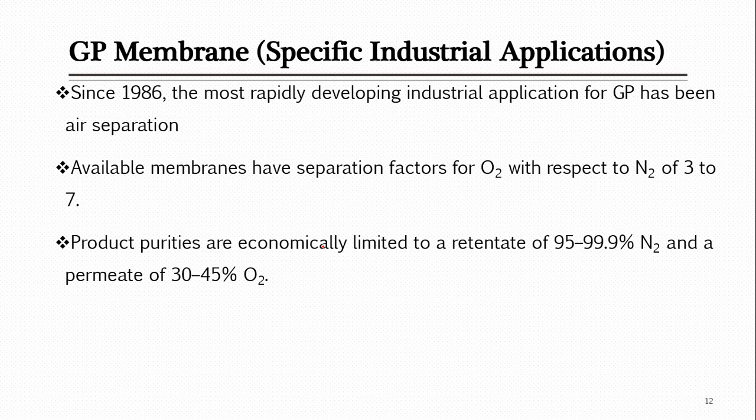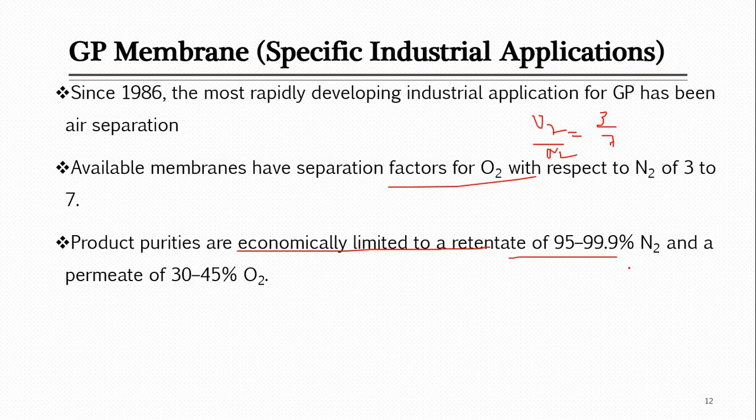Then there is product purities. For example, if you use membranes on commercial scale and you look at this, you can see here, by the way, what does this separation factor mean? Maybe it means like the oxygen to nitrogen ratio of the separation is 3 to 7. So based on this example, in the next point you can see, if you use it on industrial scale, this is economically limited to a retentate purity of 95 to 99.9%.